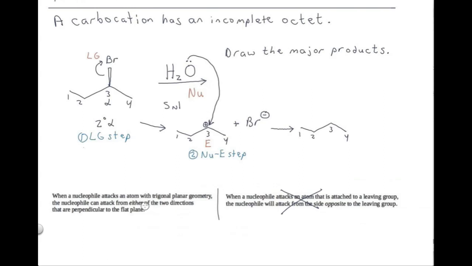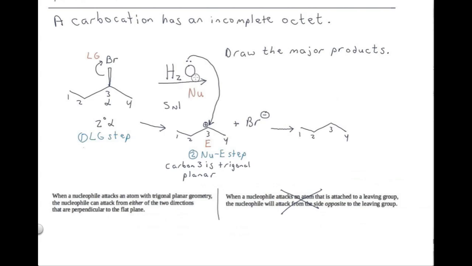Instead, we'll use this rule because we should recognize that in this picture, carbon 3 is a carbocation with trigonal planar geometry. In this picture, when it gets attacked, the carbocation on carbon 3 has trigonal planar geometry. We've learned that carbocations have trigonal planar geometry, and that means that the nucleophile can attack from either of the two directions that are perpendicular to the plane. So the plane here is the plane of the page. Carbon 2 is in the plane of the page, carbon 4 is in the plane of the page, and if we drew the hidden hydrogen it would also be in the plane of the page. That means that the water can attack from either in front of the page or from behind the page.